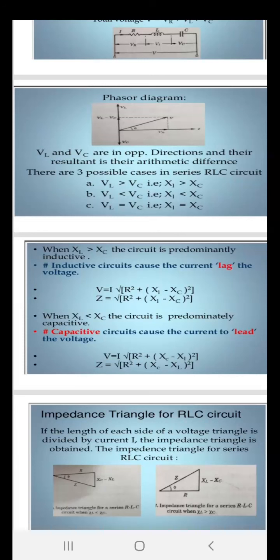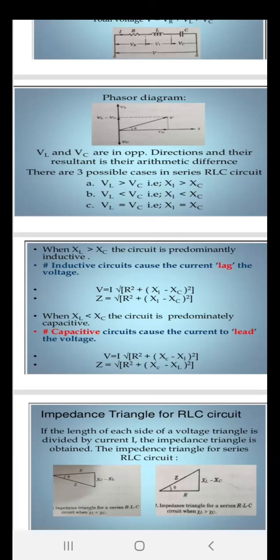When X_L is greater than X_C, the circuit is predominantly inductive. An inductive circuit causes the current to lag the voltage. And Z is equal to the square root of R squared plus (X_L minus X_C) squared. When X_L is less than X_C, the circuit is predominantly capacitive.